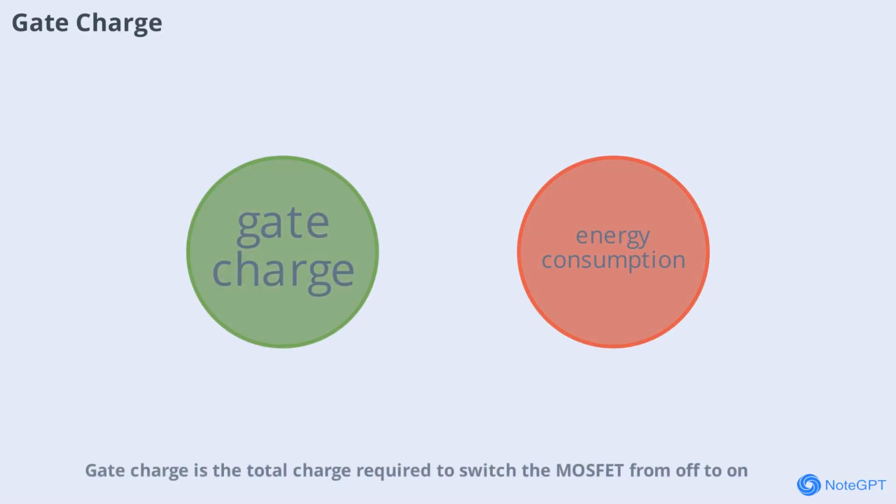Gate charge is the total charge required to switch the MOSFET from off to on. It affects switching speed and energy consumption. Lower gate charge enables faster switching and lower power loss, making it a key parameter in high-speed and energy-efficient designs.